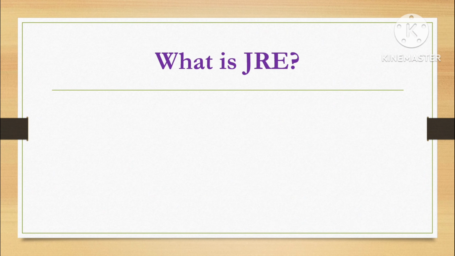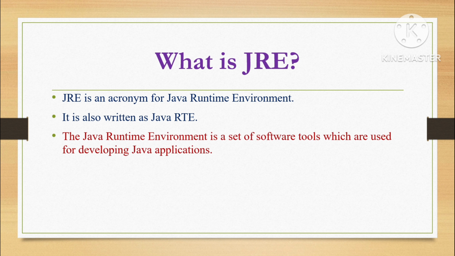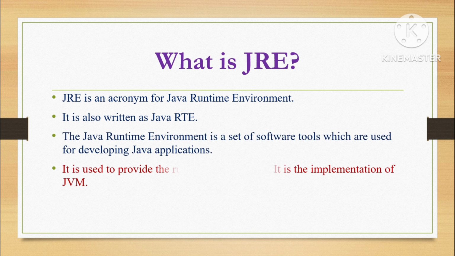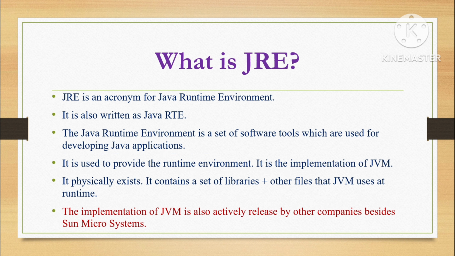Next topic is what is JRE. JRE is an acronym for Java Runtime Environment. It is also written as Java RTE. The Java Runtime Environment is a set of software tools which are used for developing Java applications. It is used to provide the runtime environment. It is the implementation of JVM. It physically exists. It contains set of libraries plus other files that JVM uses at runtime. The implementation of JVM is also actively released by other companies besides Sun Microsystems.